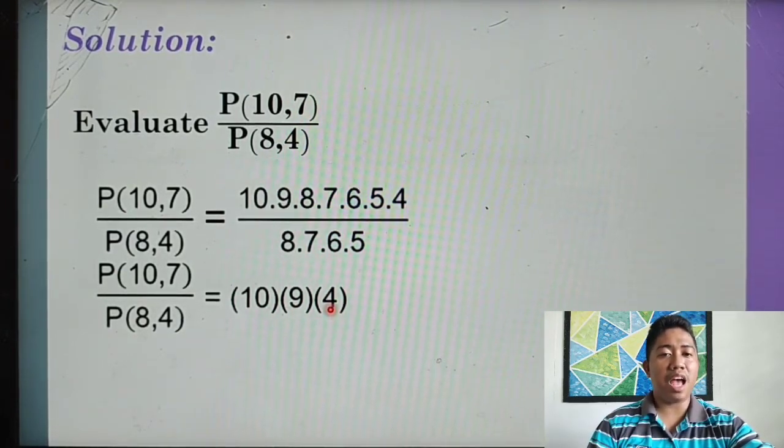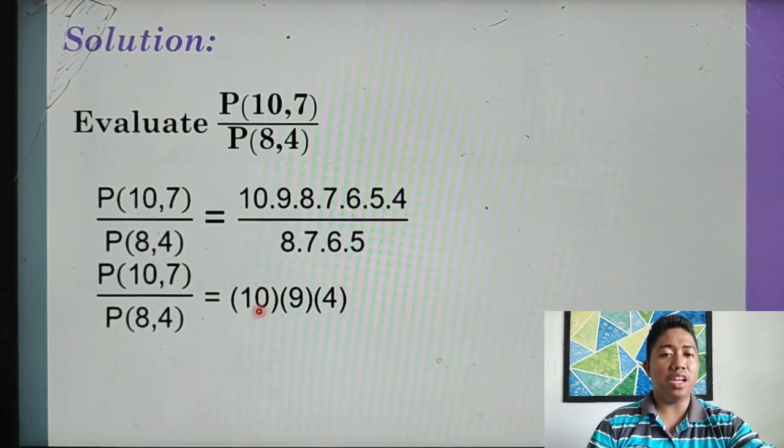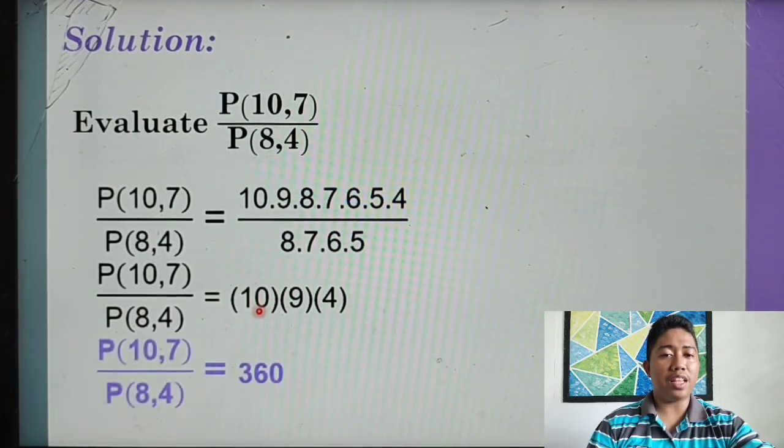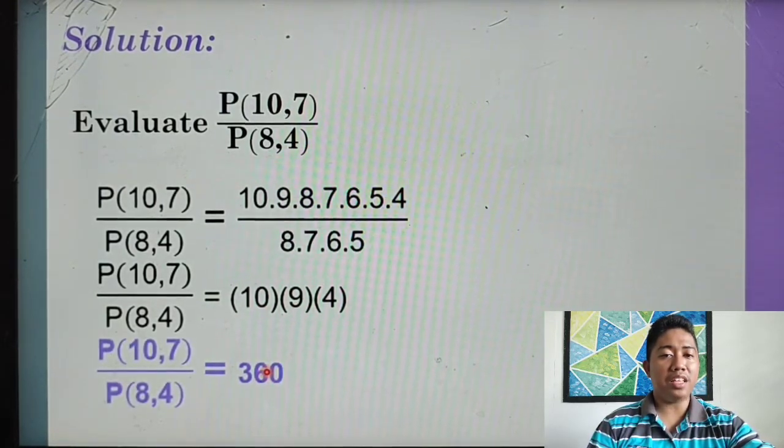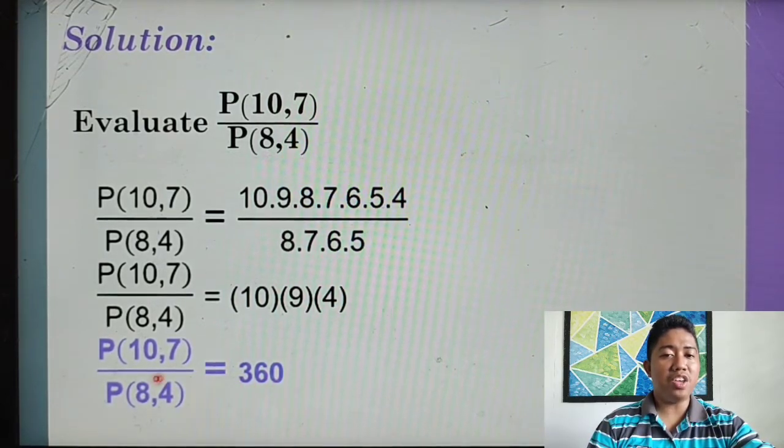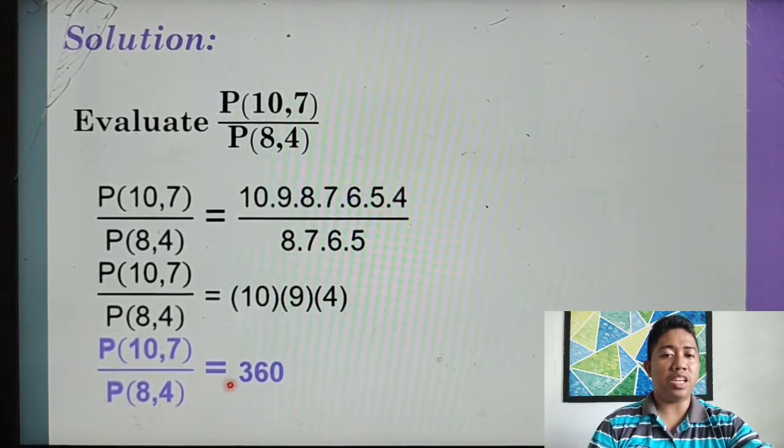And then we get the product of these 3 numbers. So we get 10 times 9, which is 90, times 4 is equal to 360. So the value of permutation of 10 taken 7 all over permutation of 8 taken 4 is 360. And that is the final answer.